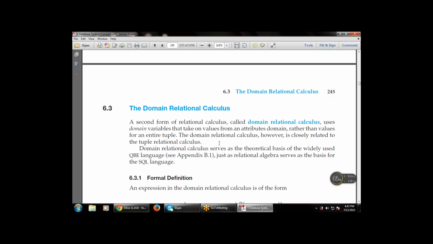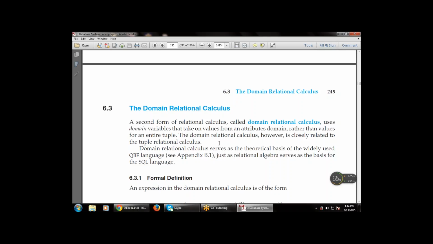So what is the attribute that is given? That is the attribute that is coming from the domain rather than the values for an entire tuple. The domain relational calculus, however, is closely related to the tuple relational calculus. So there is a direct relationship between the domain relational calculus and the tuple relational calculus.